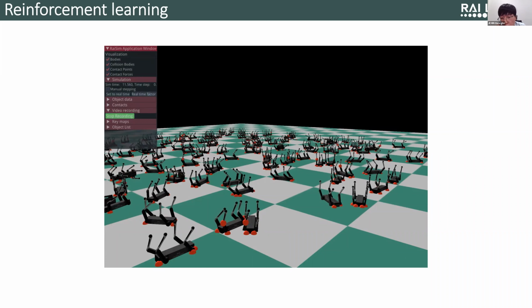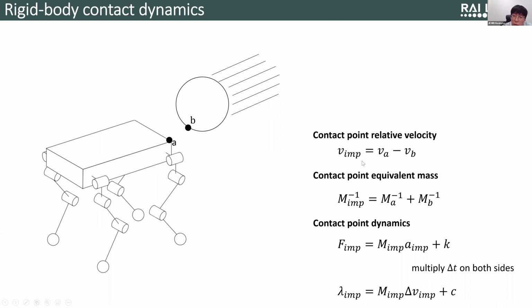So I'm going to briefly talk about what we do in RaiSim. Let's imagine that we have a robot, you throw a ball, they make a contact, and the contact point on the robot is defined as A, and the contact point on the ball is defined as B. So we can define the relative velocity between the two points, which I write as v impact. We can find the equivalent mass matrix, which is the impact mass. Here we find the inverse of the impact mass first. Then we just get the F equals ma equation.